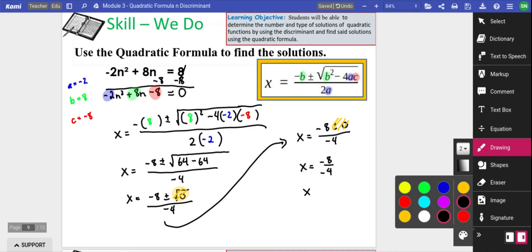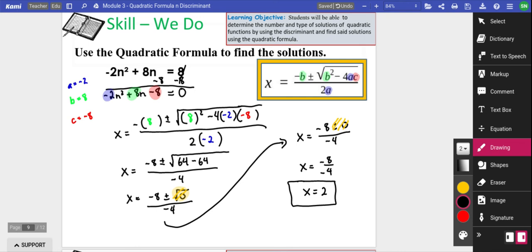We are able to simplify this. Both negatives, top and bottom, become positive. Then 8 divided by 4 is 2. In this case, because the number inside the radical, the discriminant, was 0, we only have one solution, and the solution is x equals 2.